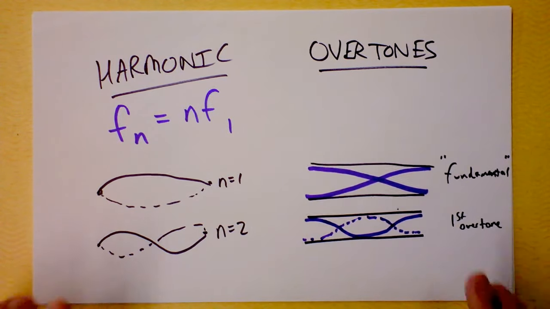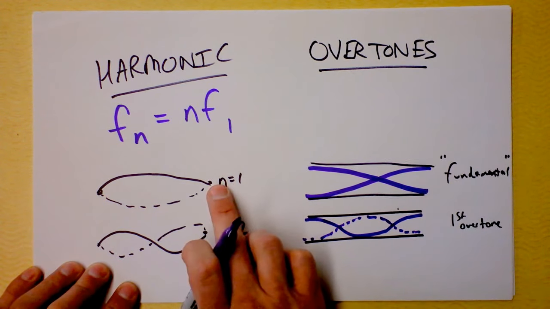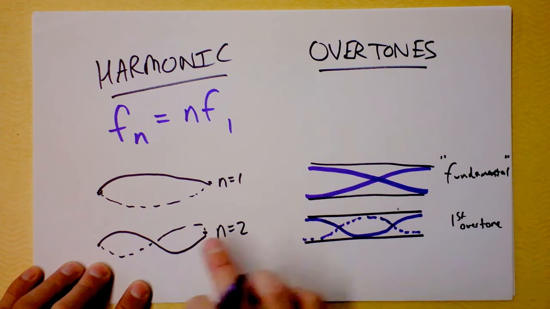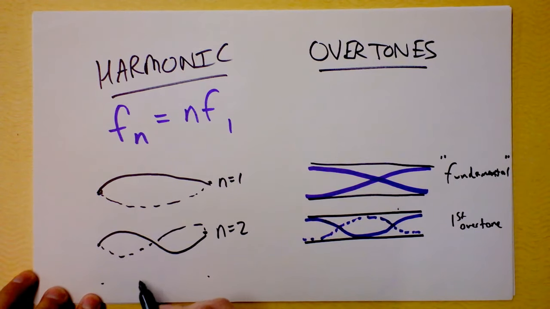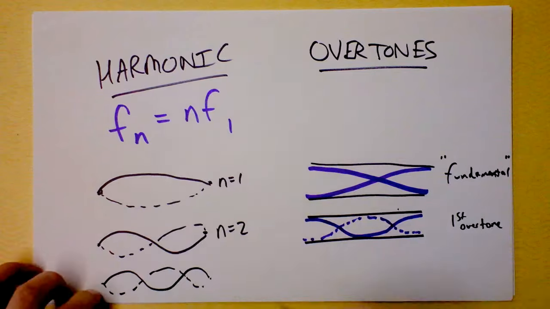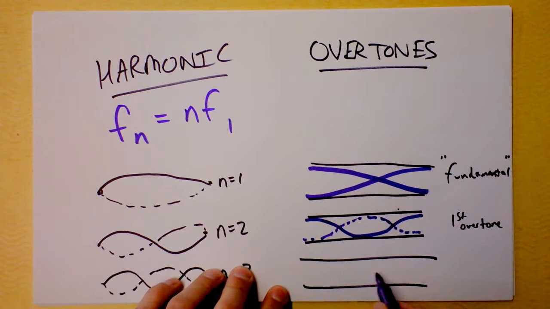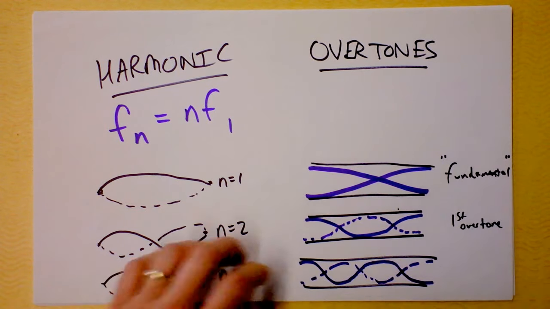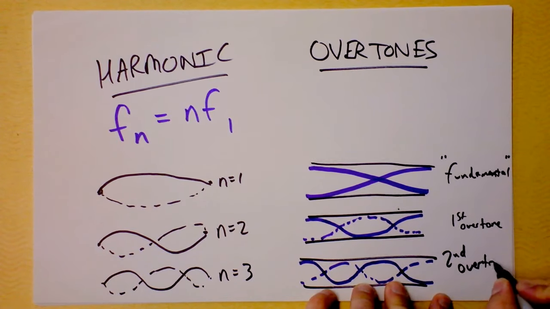So I want you to begin to identify, for at least the double fixed or double open situation, that the first harmonic is the fundamental, and the second harmonic is the first overtone, etc. This pattern just continues, and we could do, like that, and that's n equals 3, and we'll probably do a similar thing over here, assuming everything is kept the same. We're going down and up, and down like that, and then dotted lines. That guy right there is the second overtone. That's very easy.